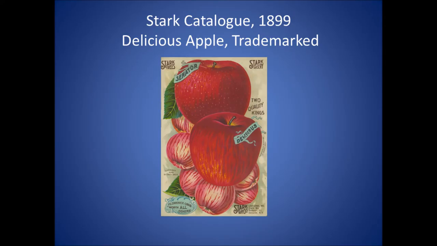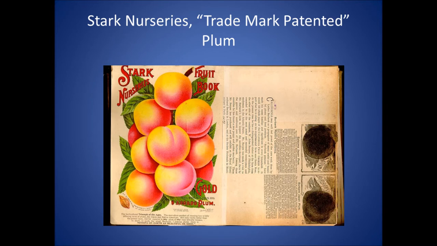There's the Delicious in a Stark catalog. The Starks trademarked the delicious apple and other fruits using the trademark law that Congress had passed in 1881 that I've already mentioned. In the 1890s, the Stark catalogs included colored illustrations of their named fruits with a small banner beneath each, declaring that it was covered by a trademark, or in the case of the gold plum, the rights for which it had bought from Luther Burbank, that it was trademark patented February 25th, 1895. So you get a kind of overprotection there, and also a misleading identification of the protection.